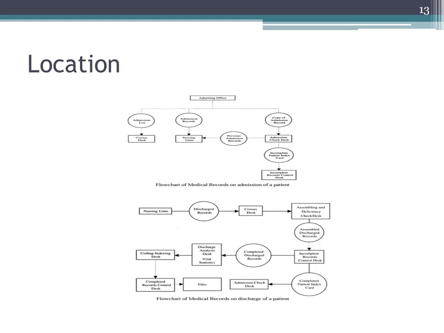Location. The flowchart of medical records on admission of a patient and the flowchart of medical records on discharge of a patient are displayed in the flowchart.